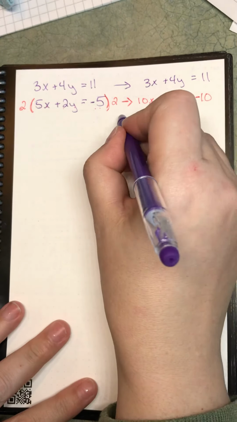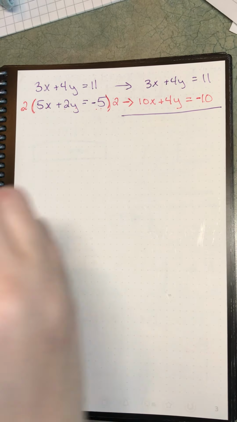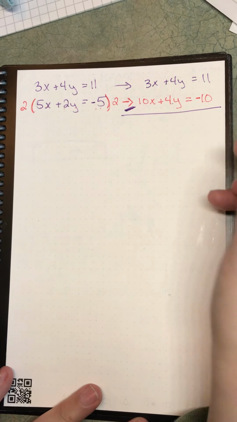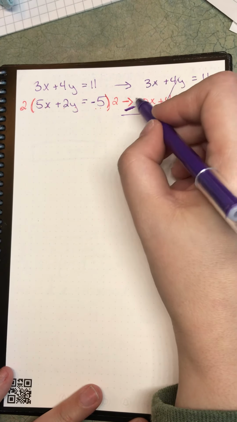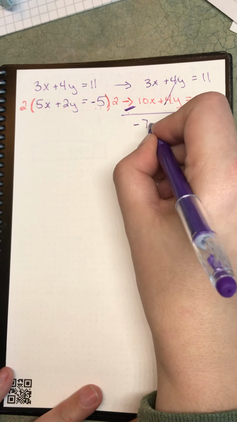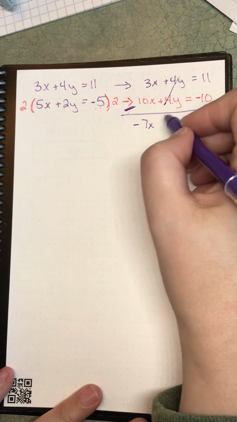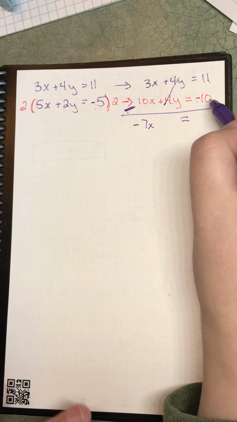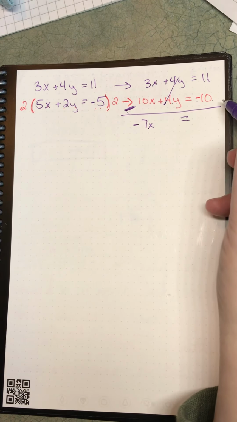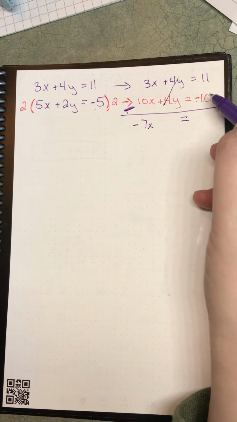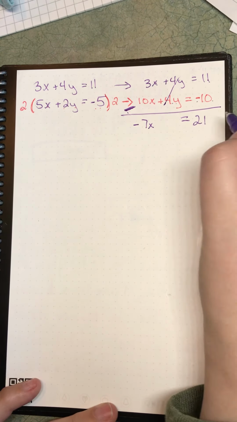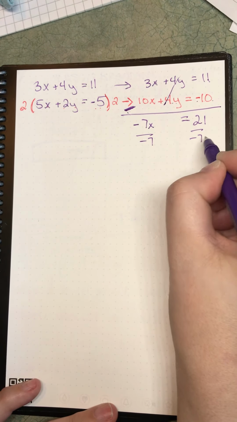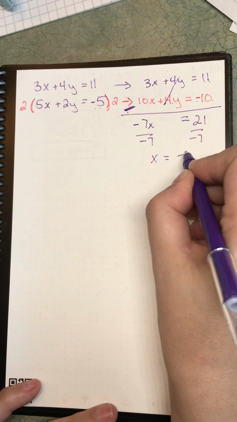And now, if I subtract those from each other, then 4y minus 4y makes 0. So 3x minus 10x is negative 7x. 4y minus 4y is 0. We've eliminated it. And 11 minus negative 10. Well, minus a negative is like adding. We're taking away a negative, or we're adding. So that would be positive 21. Now I'm going to divide by my negative 7. And I get x equals negative 3.